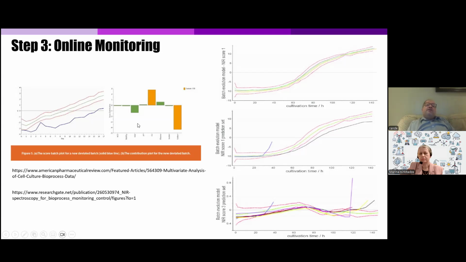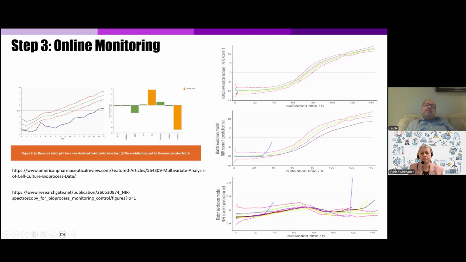Now, there is a tool that is called contribution plot. Here we can identify what factors are contributing to this batch being outside the acceptable limits. And here you can see, for example, that the two variables highlighted in orange are contributing to that particular batch being outside the acceptable region. Okay. Now this will help us also.